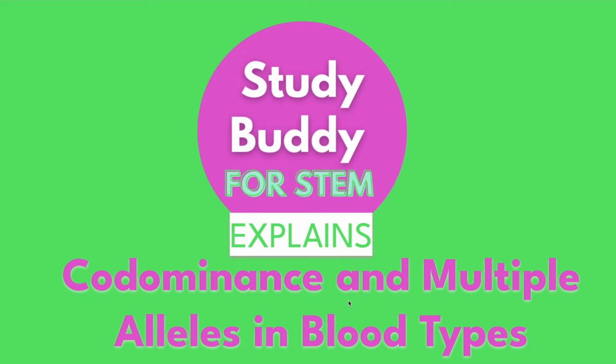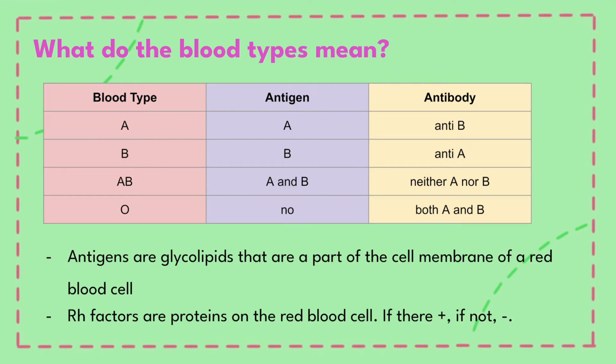This video is about codominance and multiple alleles and blood types. First, what do the blood types mean? We have 4 blood types: type A, type B, type AB, and type O. These blood types are named for the antigens that are present in the body. Antigens are glycolipids that are part of the cell membrane of a red blood cell.